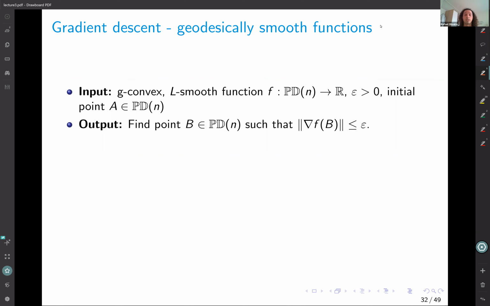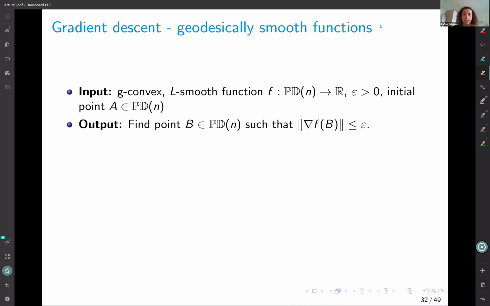Now that we know these definitions of geodesically convex, geodesically strongly convex and geodesically smooth, we can try to do gradient descent for geodesically smooth functions. So how would it work? Here is our problem. Our input is a geodesically convex, L-smooth function f, a parameter epsilon, which is our approximation parameter, and an initial point in the positive definite manifold. We want to output a point B in the positive definite manifold such that the norm of the gradient of f at B is less than or equal to epsilon. That's the usual gradient descent.